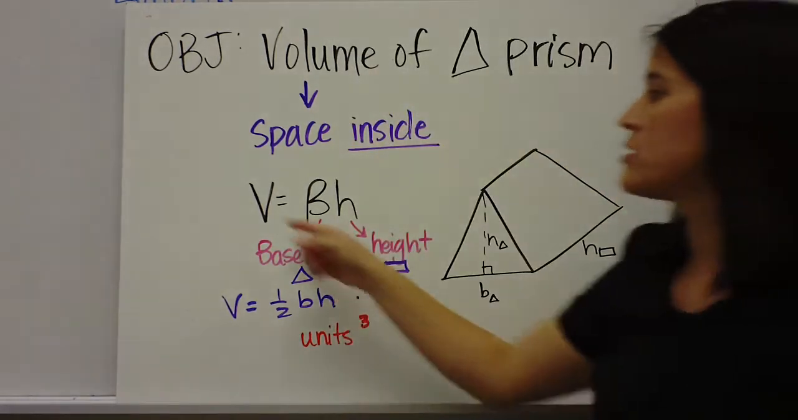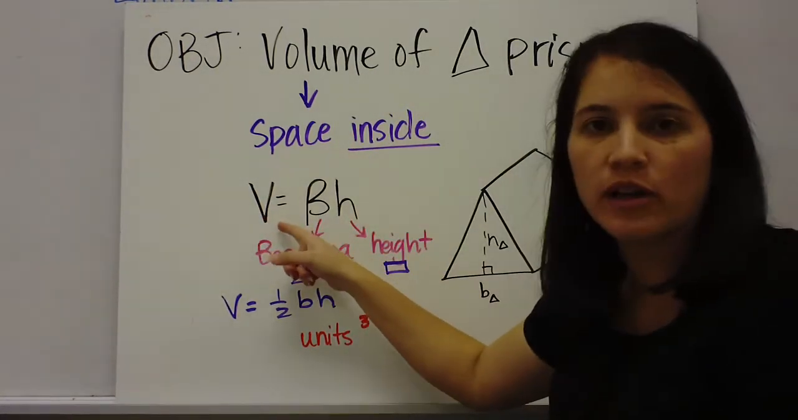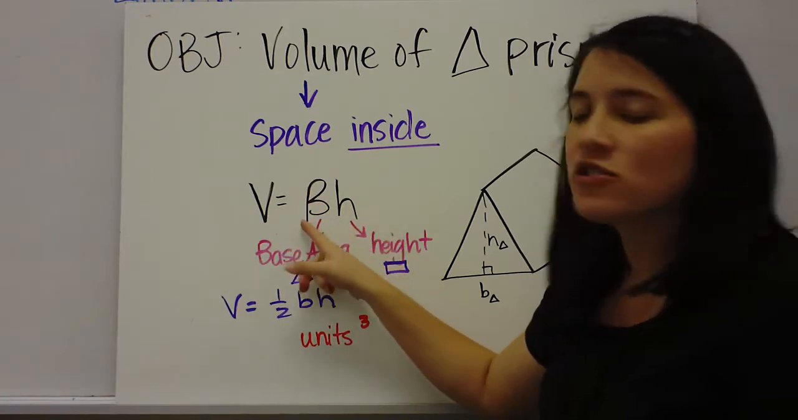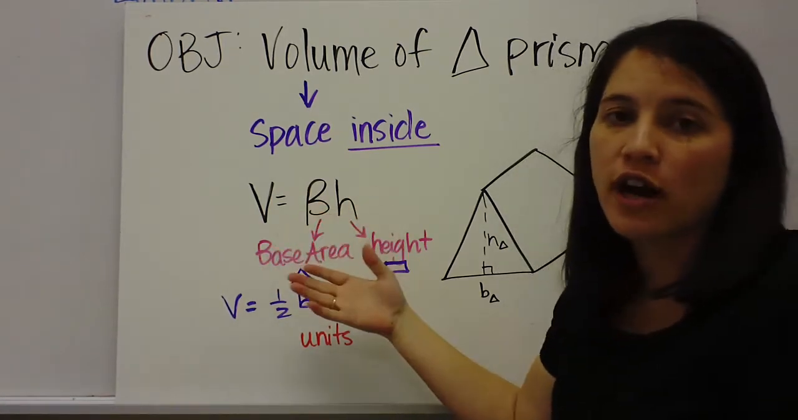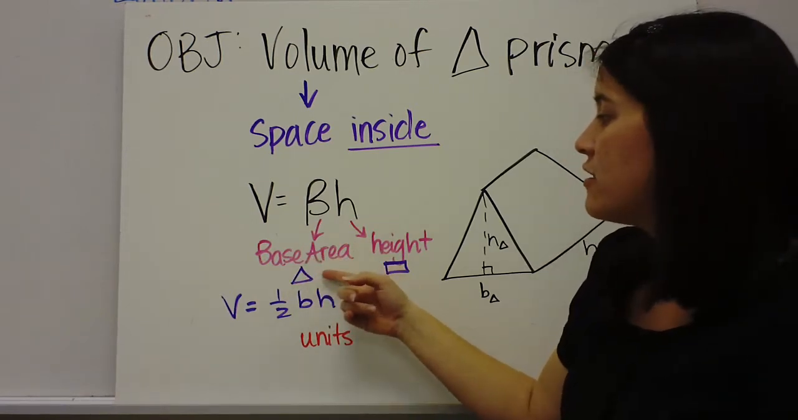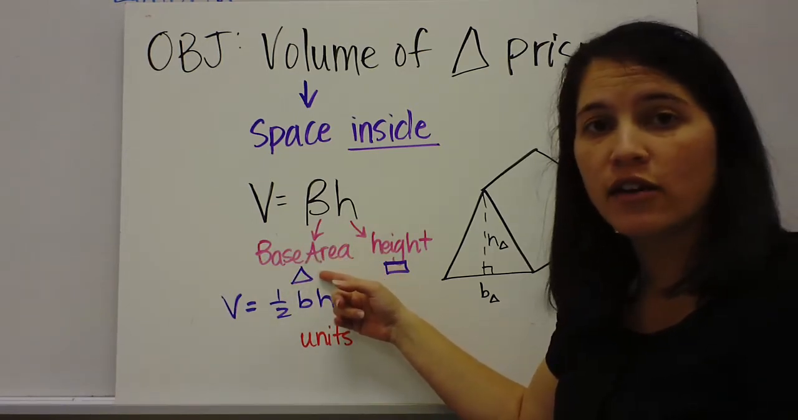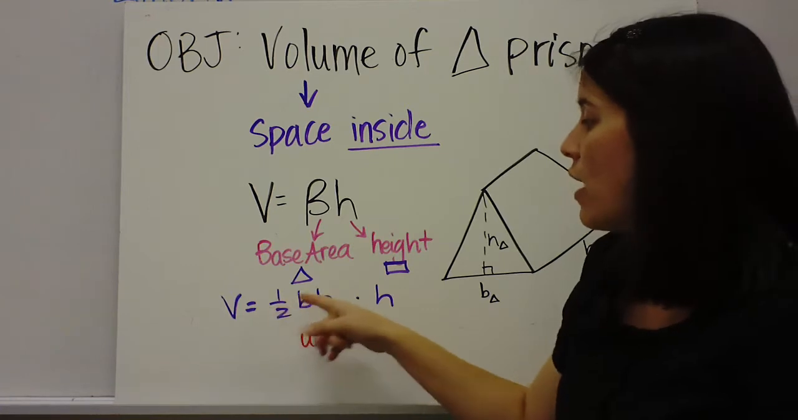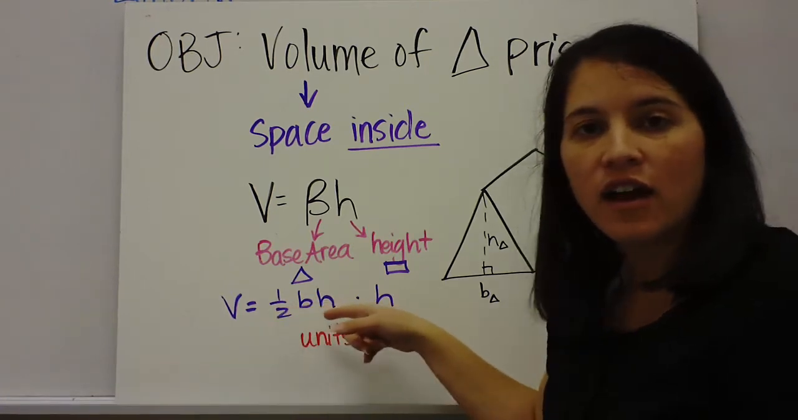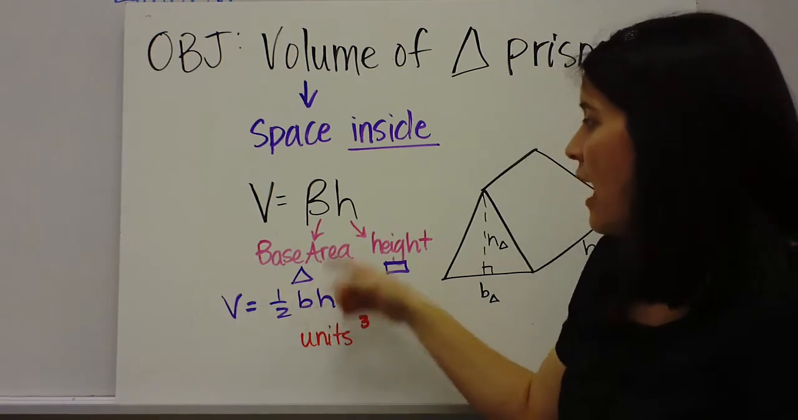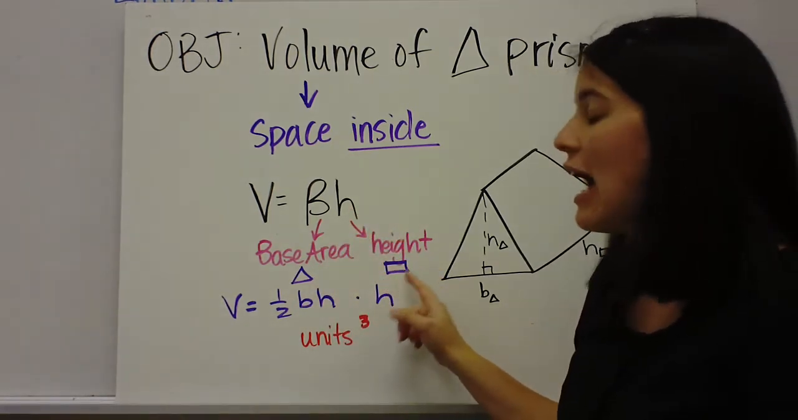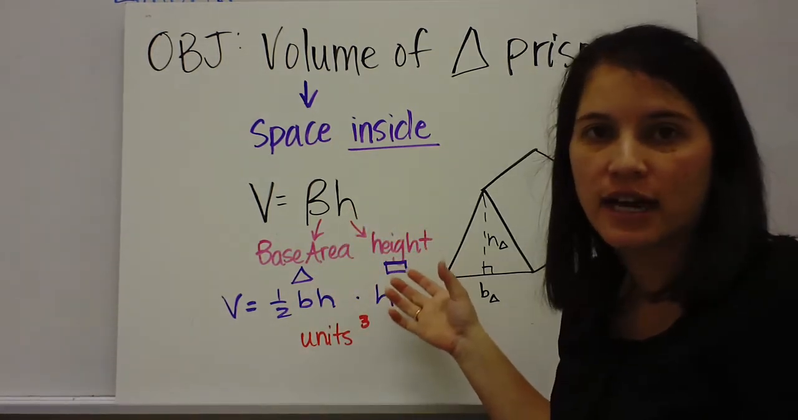And for a triangular prism, we start off volume with the formula, capital BH. Capital B stands for the base area. So for a triangular prism, the base area is a triangle. So we are going to use 1/2 BH. You saw that before when you did surface area. And then the height just comes down as the height of the prism, the height of the rectangle.